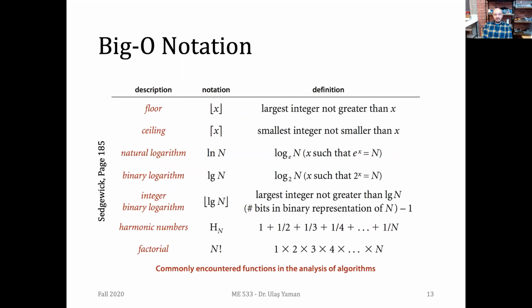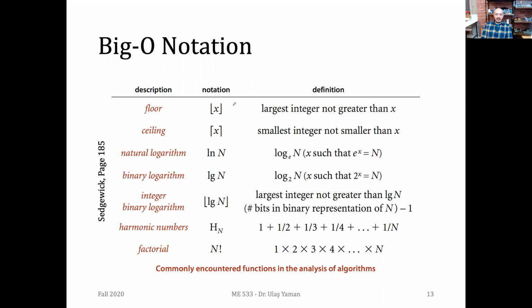I will now go through some frequently used functions in the big O notation, and we'll later discuss some different types of time complexities. So these are some typical functions we need to use in the time complexity analysis. The first one is floor. What is floor? I think most of you are aware of it.